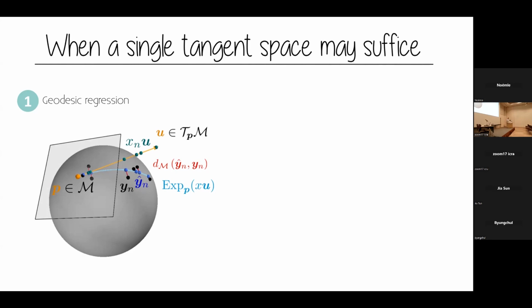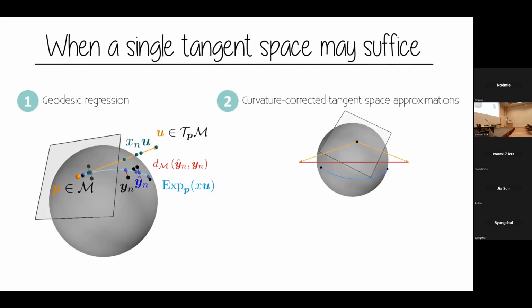So what happens in geodesic regression is that we still need to measure the errors of the regression problem on the manifold using geodesic distances, and the geodesic basically corresponds to the exponential map of our point U, which defines the velocity of our geodesic on the tangent space, with respect to the point P, which is the base point of that tangent space. But this doesn't mean that we are solving a problem on a single tangent space.